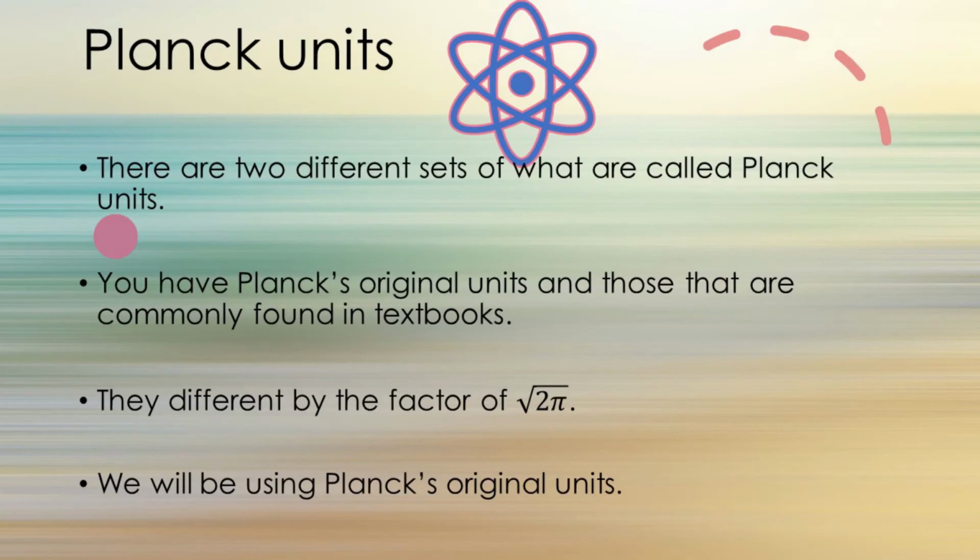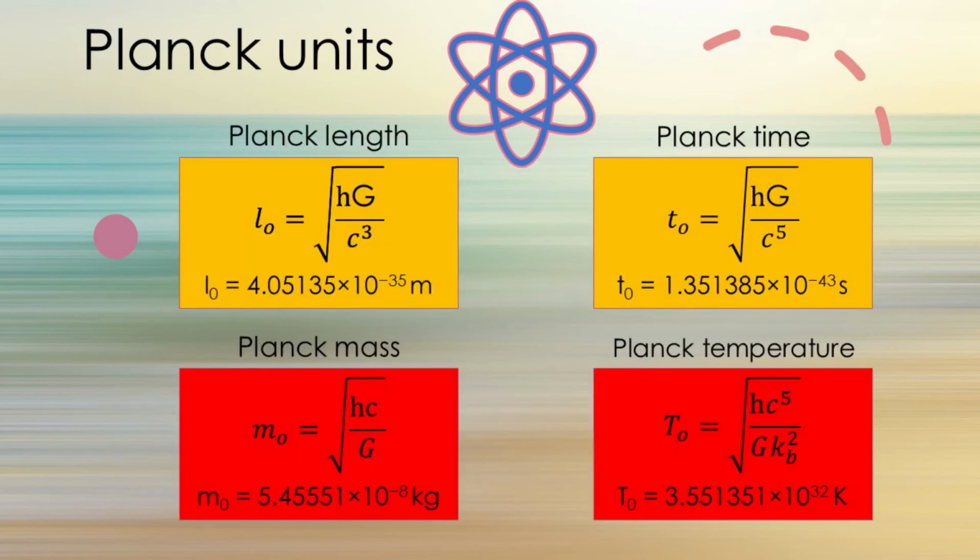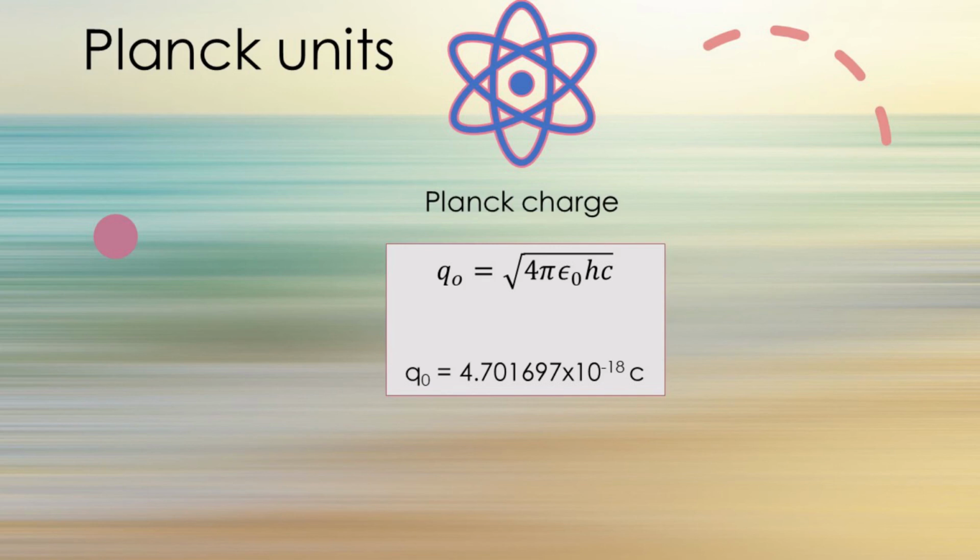You have two different sets of what are called Planck units. You have Planck's original units and those that are commonly found in textbooks. They differ by the factor of the square root of 2 pi, which is the factor that differentiates Planck's constant from the reduced Planck's constant. Planck's original units use Planck's constant, while the units found in textbooks use the reduced Planck's constant. Here we have Planck length, Planck time, Planck mass, Planck temperature, and Planck charge.